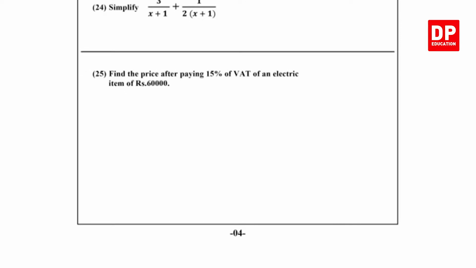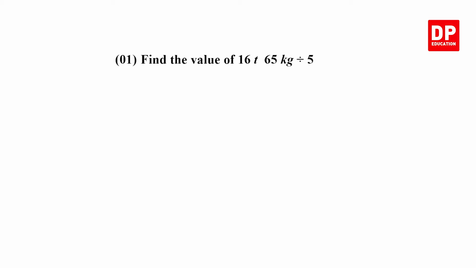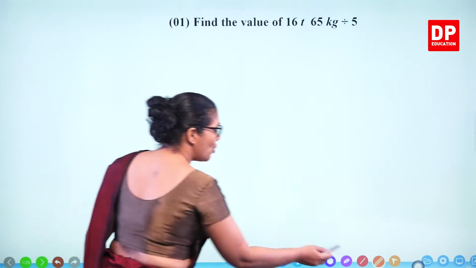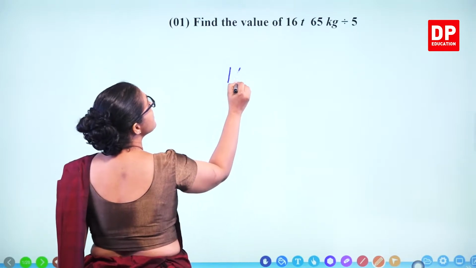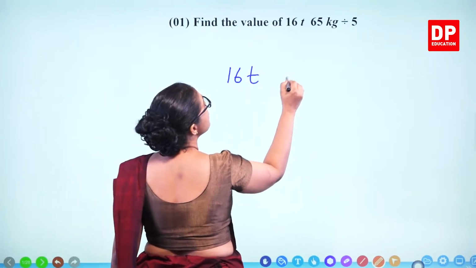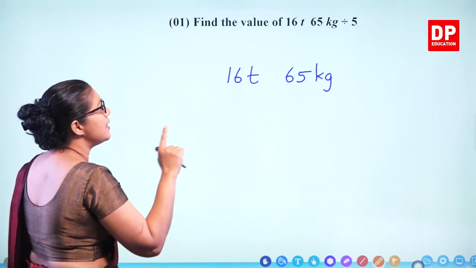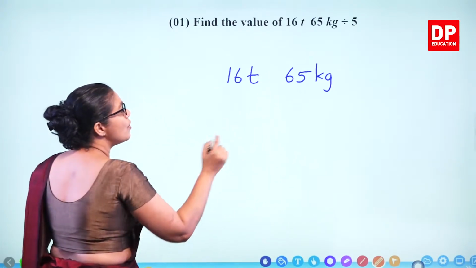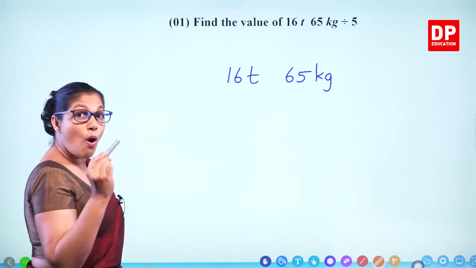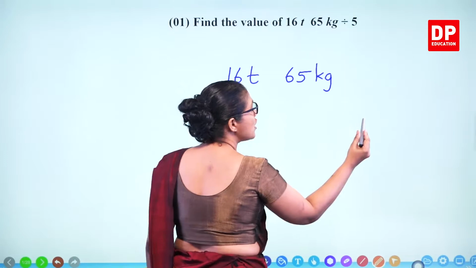Let's do this paper. Question number 1. Find the value of 16 tons and 65 kilograms divided by 5. What do you do? You can first write 16 t and 65 kilograms, and divide each part separately by 5, or you can convert everything to kilograms.